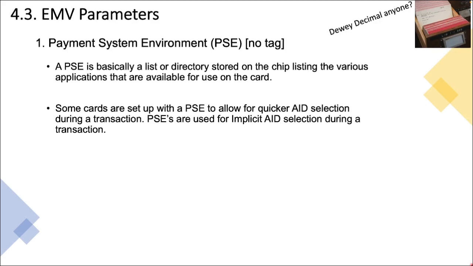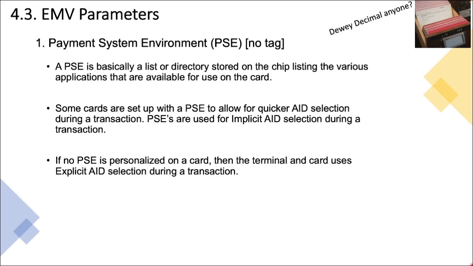And if we do personalize the PSE onto a card, what it actually does is to allow for a terminal to select the relevant application faster. Okay, it saves time. So important to note that we say some cards are set up with PSE. So what this means is that a PSE is not mandatory. If you look at the market today, you'll find lots of cards out in the market that aren't personalized with a PSE. Okay, but if they do contain a PSE, then just note that during a transaction, if the PSE is supported by a terminal as well, then in the transaction, a terminal will use implicit AID selection.